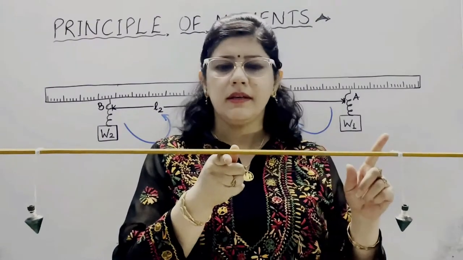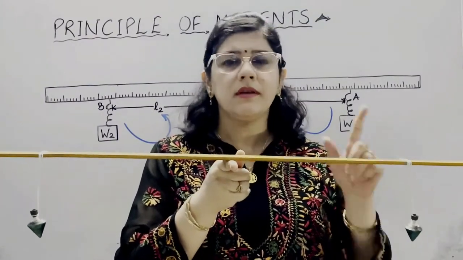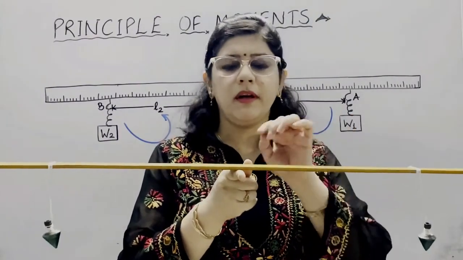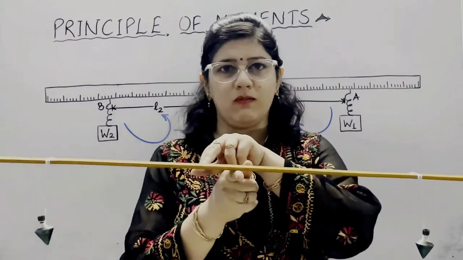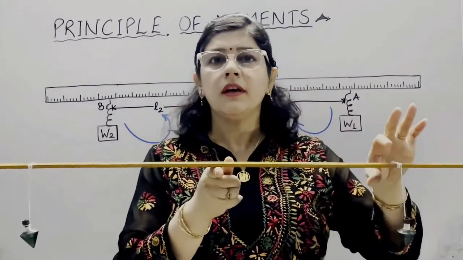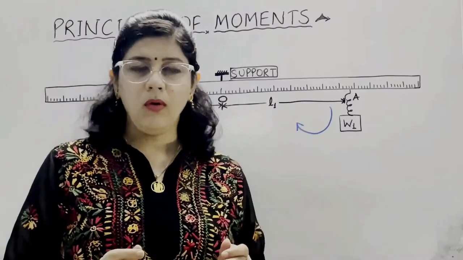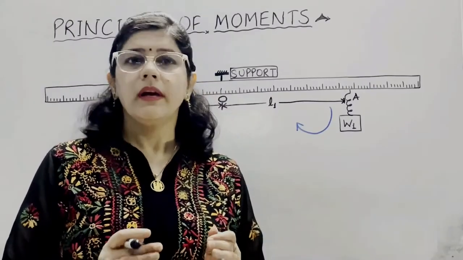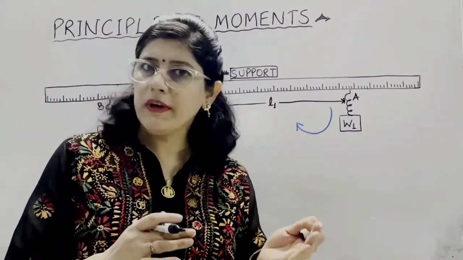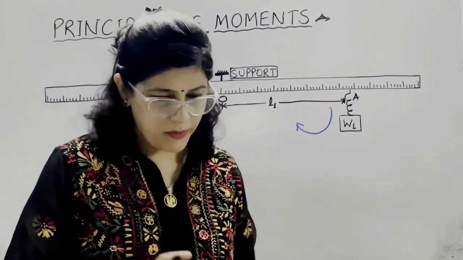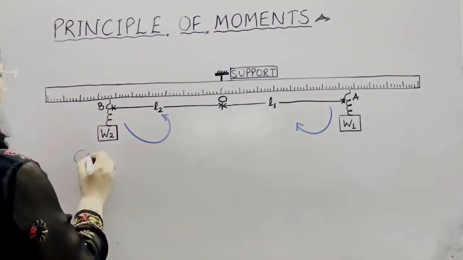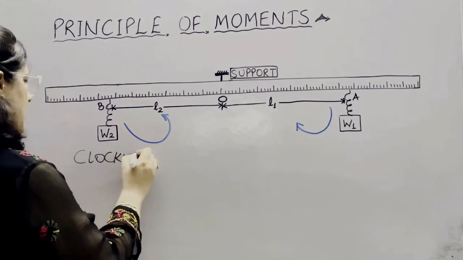Now we can say that the sum of clockwise moments is equal to the sum of anti-clockwise moments. So this meter rule is in equilibrium position. Now, according to the principle of moments, in equilibrium, clockwise moment is equal to anti-clockwise moment. So, first of all, clockwise moment.